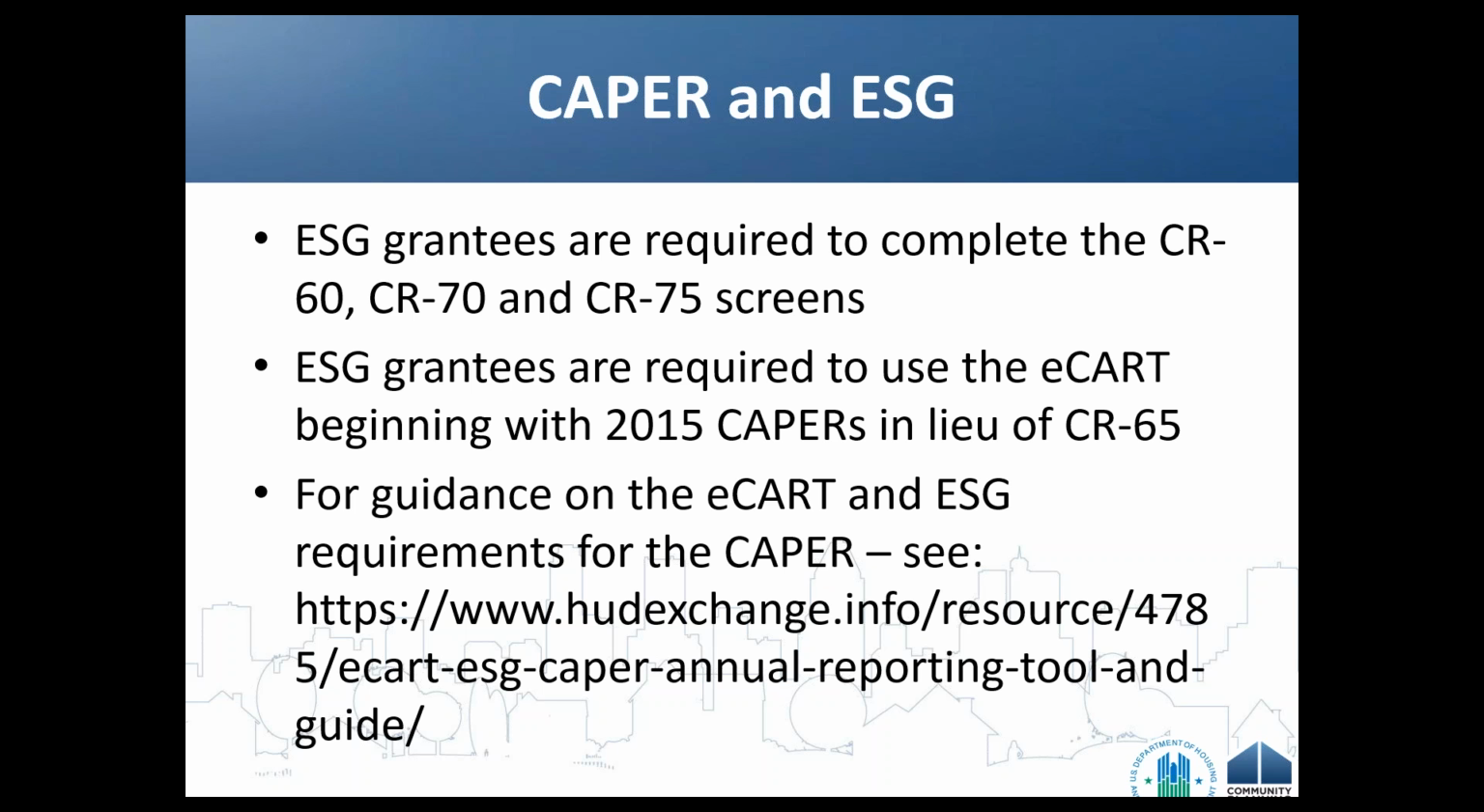So just going to the slide here, you're going to be required to complete CR60, CR70, and CR75. Those are still ESG-specific screens that you need to complete. What eCart is going to replace is CR65. So that was kind of a lot of the goals and basically the number of persons served by each component of ESG. So you're still going to have to do some work in the CAPER template on 60, 70, and 75, but 65 you can now leave blank.